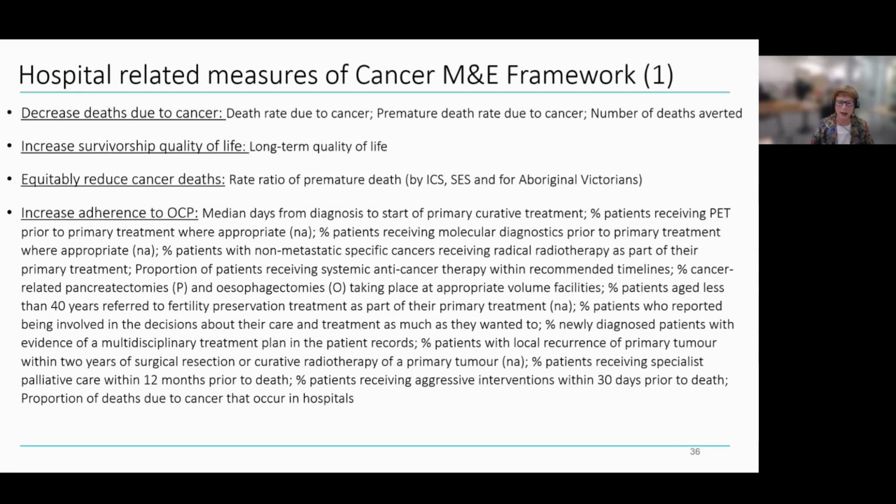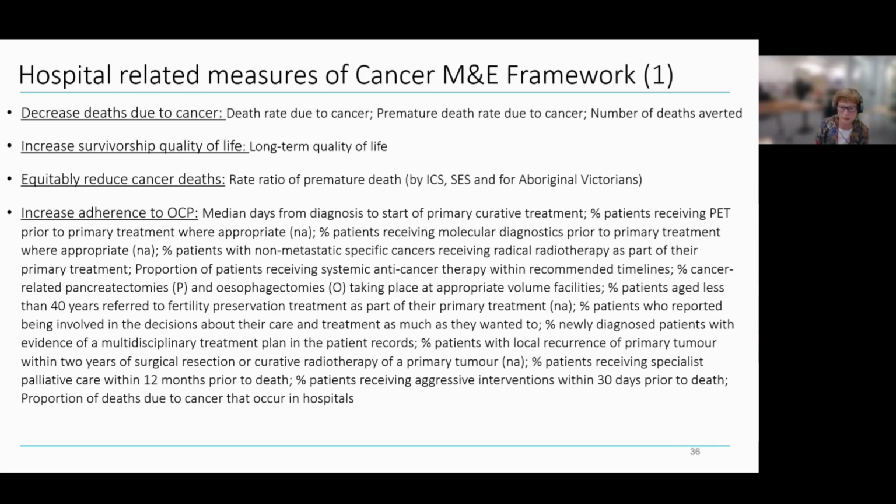Those relate to, they start at days from diagnosis to primary curative treatment, go all the way through to specialist palliative care, aggressive interventions within 30 days prior to death, and proportion of deaths due to cancer that occur in hospitals. So there are a large number of measures in the cancer monitoring and evaluation framework that would inform demonstrating impact in the hospital of cancer.